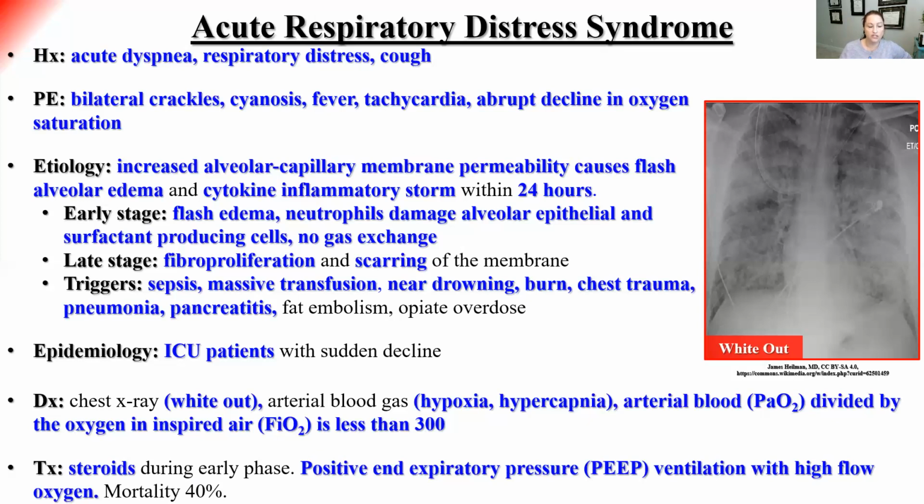Treatment for this is to give steroids during that early phase when you're having that flash edema and the neutrophil damage. Positive end expiratory pressure, or PEEP, ventilation with high flow oxygen helps to keep those alveoli open. Again, there is a high rate of mortality for this one because it happens very quickly. They have this massive respiratory distress and they're usually sick patients to begin with, so they don't have good immune function.